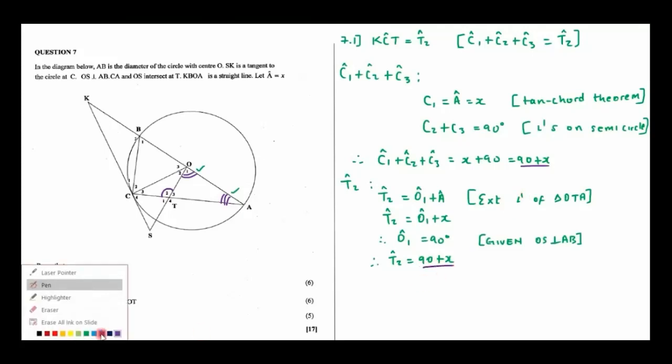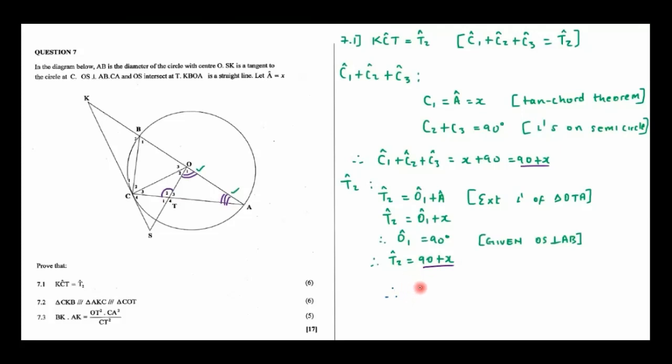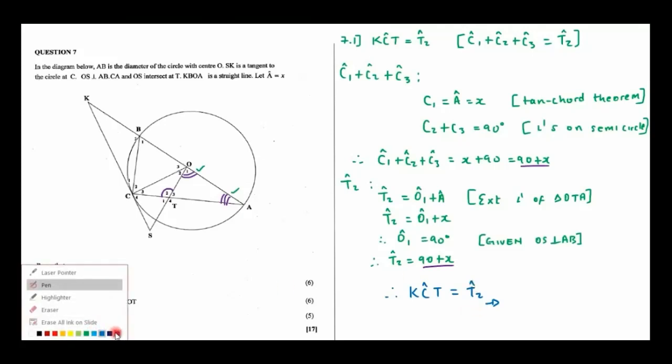So what does this mean? This means now C1 plus C2 plus C3, which is known as KCT, is equal to T2. And that is how you get your answer, right? You see how easy that was? All right, so let's go ahead now and look into the second question.